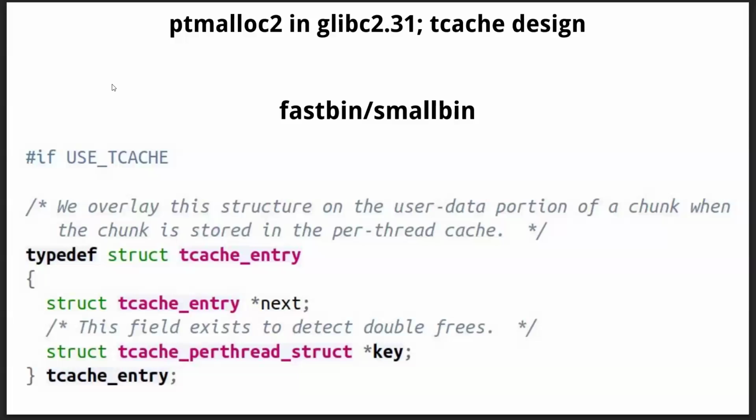This is the structure of the tcache_entry. It has a pointer to point to its own type, and it has another pointer to point to the tcache per-thread structure. That's it, two pointers. The second one is called key. This is actually a security feature to detect double free. We'll talk about this later.